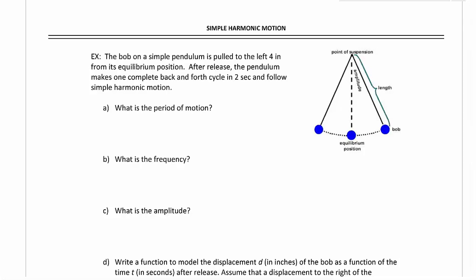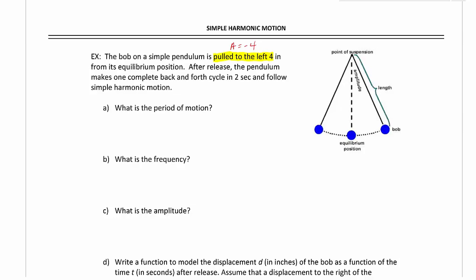Alright, so let's see what they've told us already. We've been pulled to the left 4. So that means that we're starting at -4. That gives us our A value. It also tells us that if we're going to write a function here, we're going to want to use cosine because we're not starting at 0.